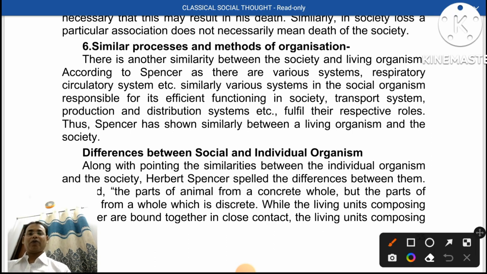Similar process and method of organization. There is another similarity between society and living organism. According to Spencer, as there are various systems, such as the respiratory and circulatory systems, similarly there are various systems in the social organism responsible for its efficient functioning, such as the transport system and the production and distribution system, which fulfill their respective roles. Thus, Spencer has shown similarity between a living organism and society.